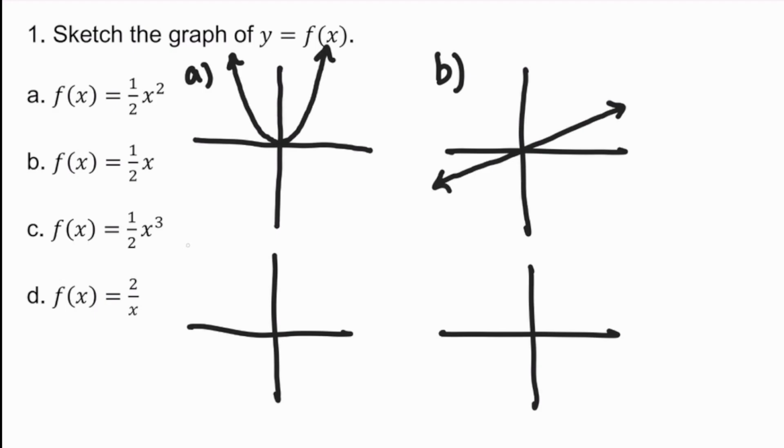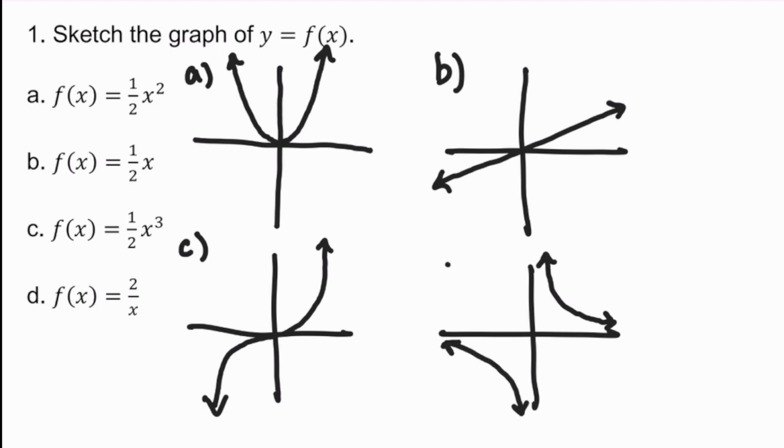Okay, for C, 1/2 x cubed, we know what x cubed looks like. 1/2 x cubed would be vertically compressed by a factor of half, or we could just say it looks pretty much like y equals x to the 3, maybe just a little bit flatter. And then y equals 2 over x. That's like 1 over x, but vertically stretched by a factor of 2. 1 over x would kind of look like this, and if we're not going to label the y-axis, it doesn't really matter what our scale is. Well, that would be 4 function types that we definitely need to know what the graph looks like.